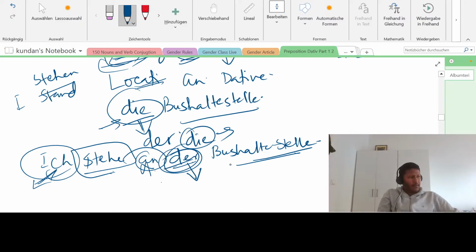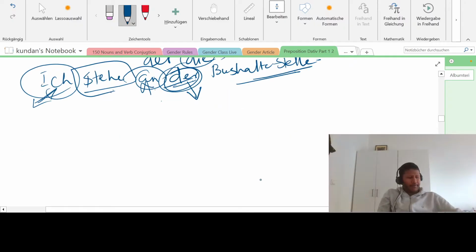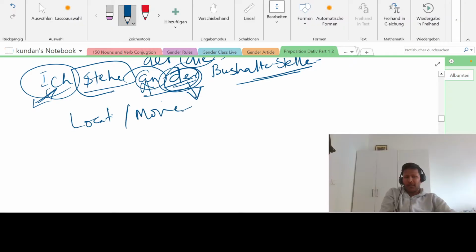Let me see if anyone has pinged anything. All right, I see no one has pinged anything. Looks good so far. And guys, if any one of you is feeling that you don't get something, please feel free to put it in the chat, because I'm trying to give as many examples as possible. All right, let us move to the next one. If you take care of this, there's no problem understanding. If you understand location or movement, you are done with Wechselpräpositionen.